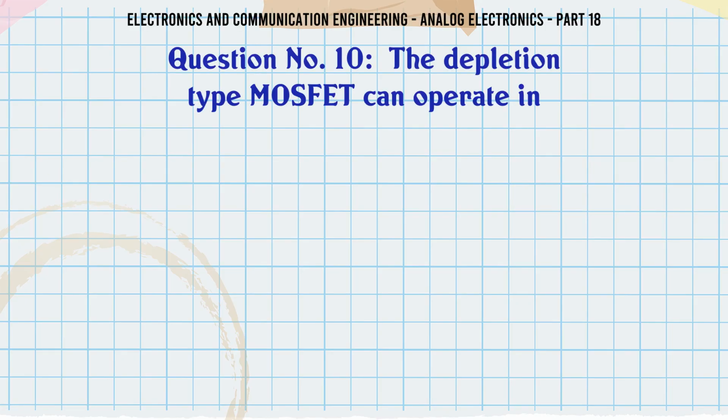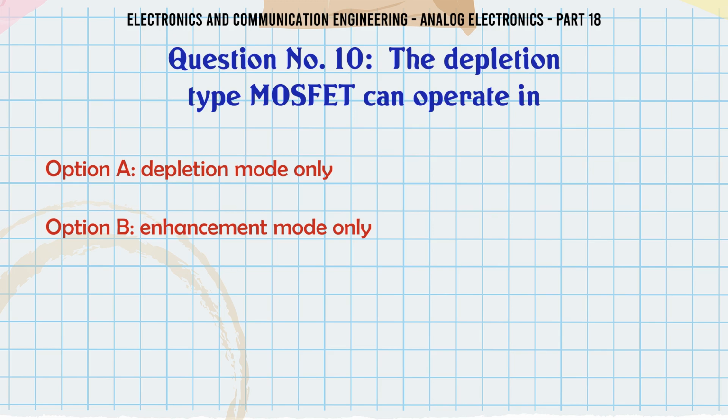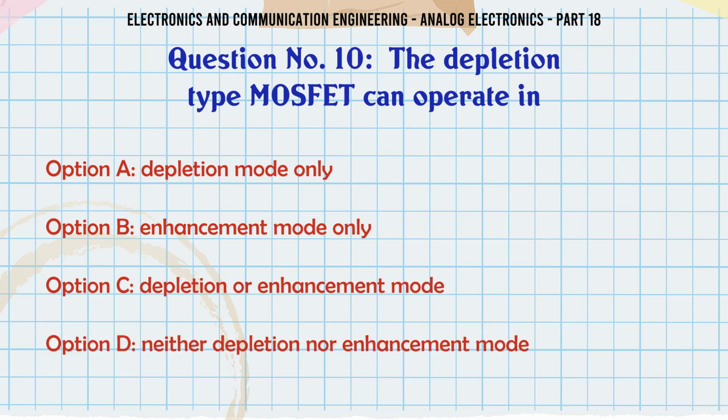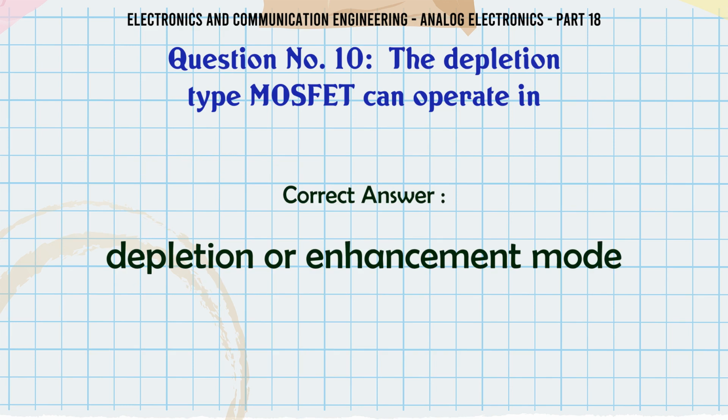The depletion type MOSFET can operate in A. depletion mode only, B. enhancement mode only, C. depletion or enhancement mode, D. neither depletion nor enhancement mode. The correct answer is depletion or enhancement mode.